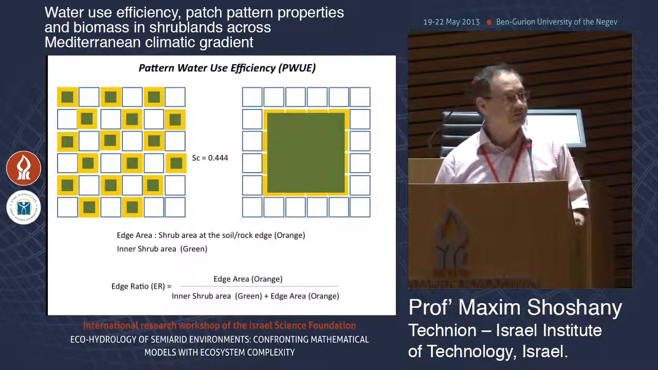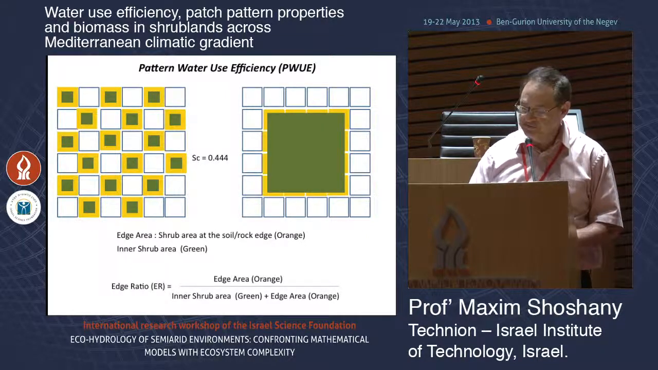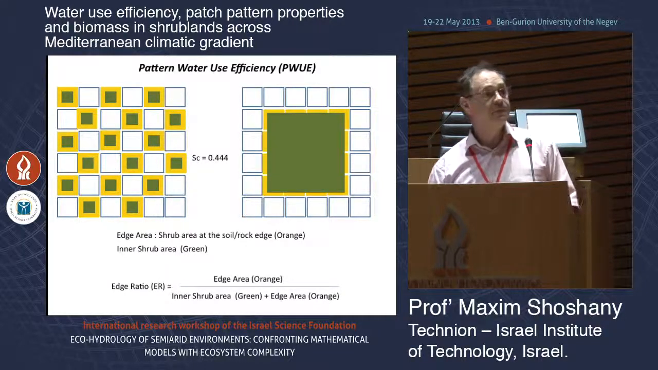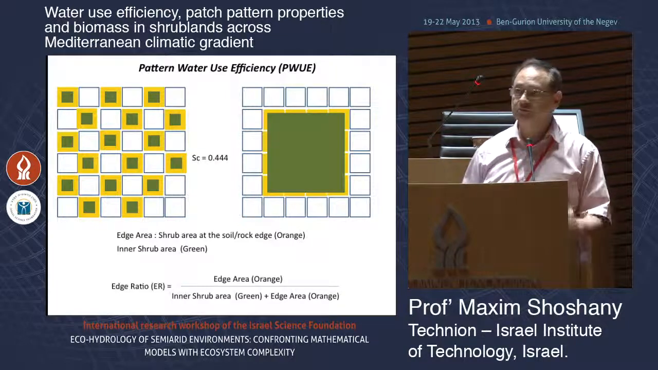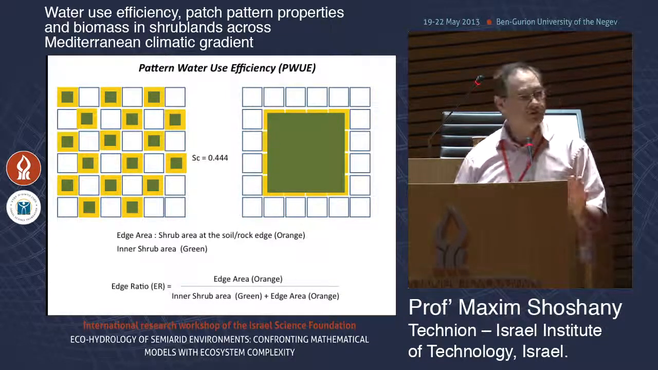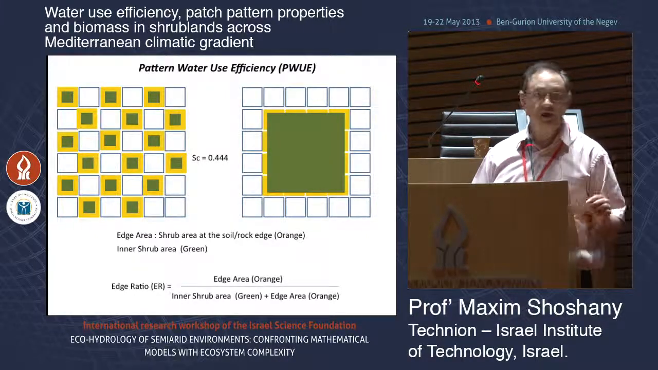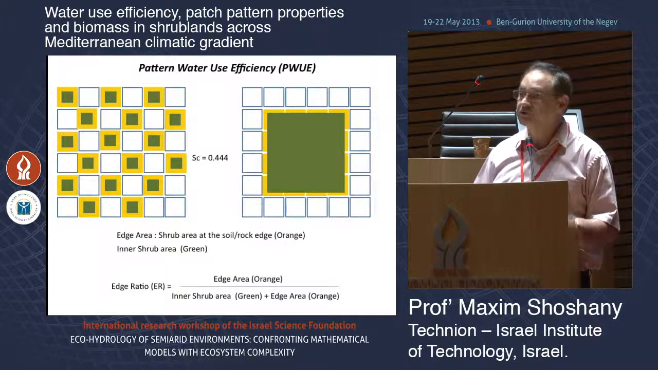Okay, so we have to parameterize the edge effect by a very simple equation. There are many patch pattern parameterizations which use the perimeter to the total area, but here we use it differently. We use the area of the edge divided by the total area of the patch, including the edge.